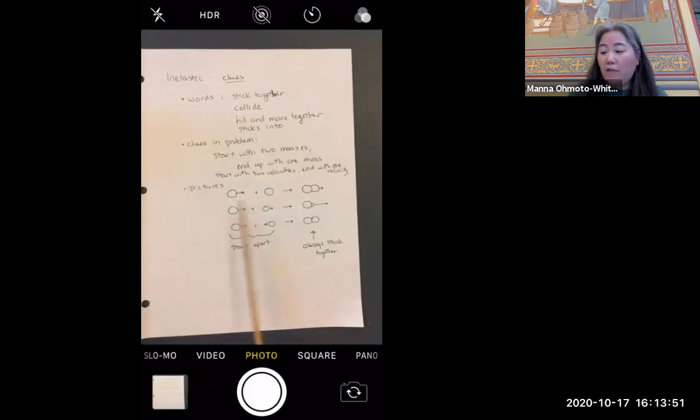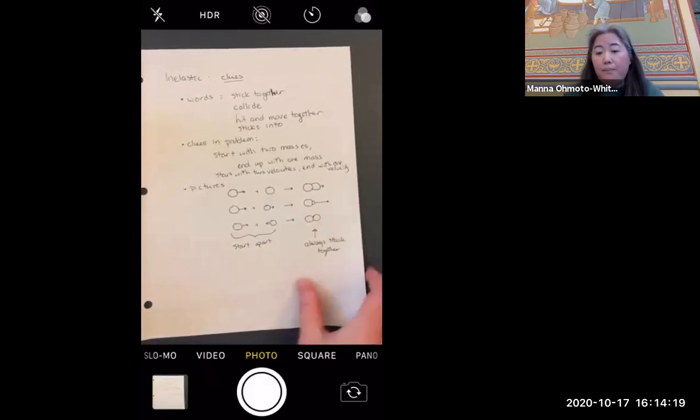Or if I have pictures, here I have two objects, one's going this way and one's standing still, and in the end they're stuck together. Each one has its own arrow or not, but in the end, the two things are stuck together. They started apart, they're stuck together, and if there is an arrow, it applies to both of those objects. So those are three different ways in which you can tell that a collision is inelastic.